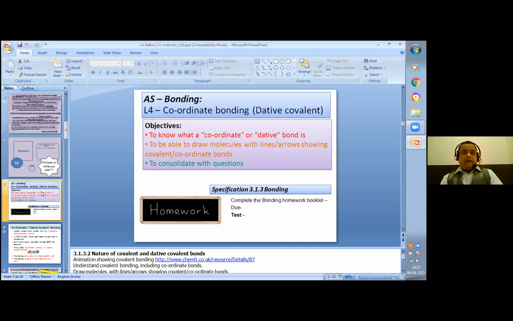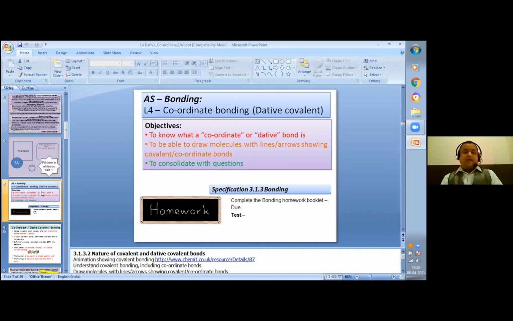But suppose A and B are participating in chemical bonding, and a pair of electrons comes from either A or B, not from both, only from A or B. That depends on their structure, their electronic configuration, and how many electrons are there in the outermost shell.